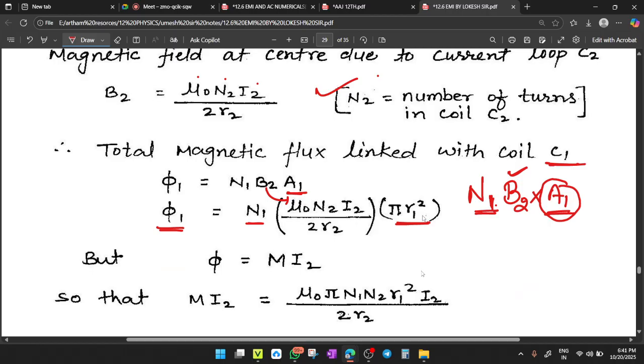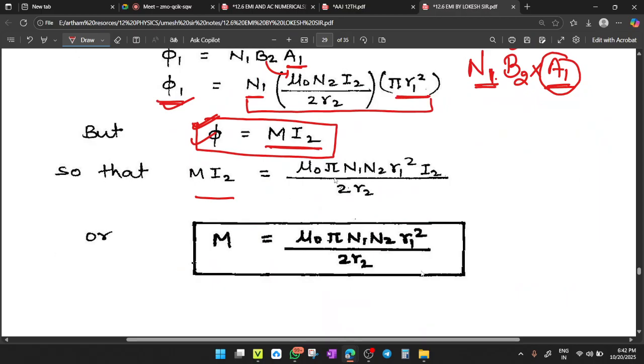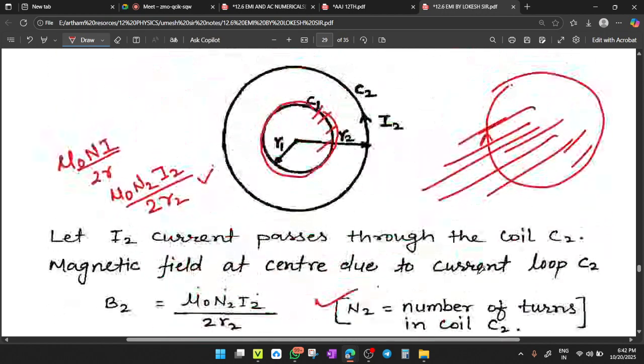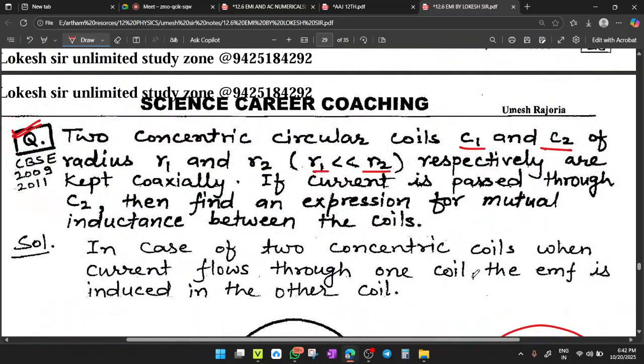Yes or no? So now phi equals, by the relation, phi equals M I2. This is M I2 on the right side, the flux from the second coil, and this is equal to the flux. So both fluxes are equal. So M I2 equals mu naught pi N1 N2 R1 square I2. I2 and I2 get cancelled. This is the relation for the mutual inductance. Clear? Derive it. This is very important.